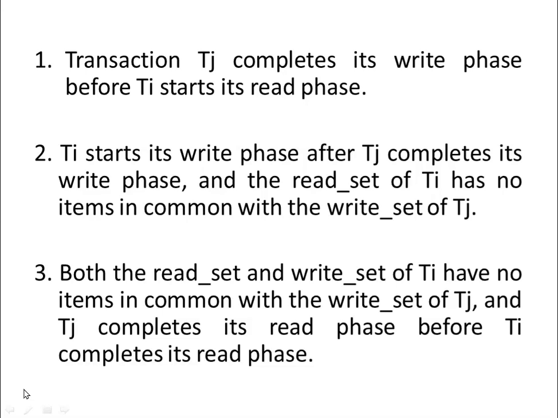Now when validating transaction Ti, the first condition is checked first for each transaction Tj, since it is the simplest condition to check. Only if the first is false, condition 2 is checked, and only if 2 is false, condition 3, which is the most complex to validate, is checked.